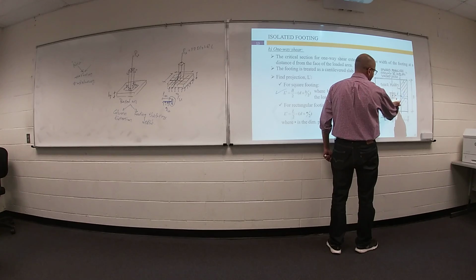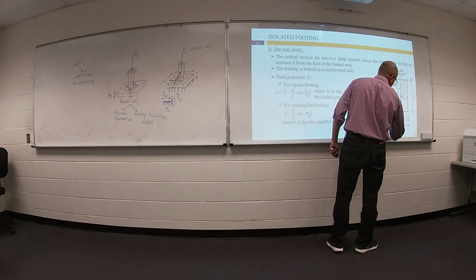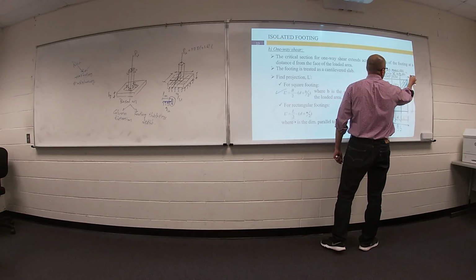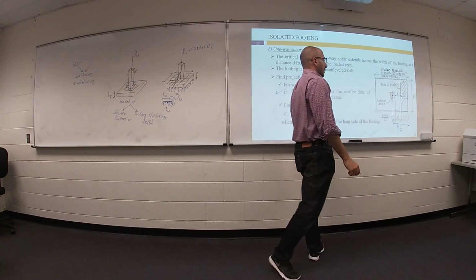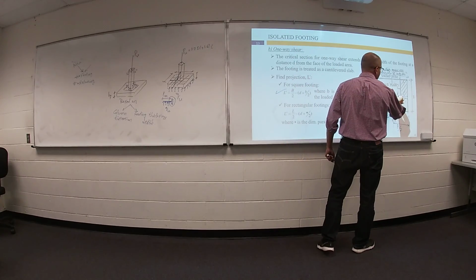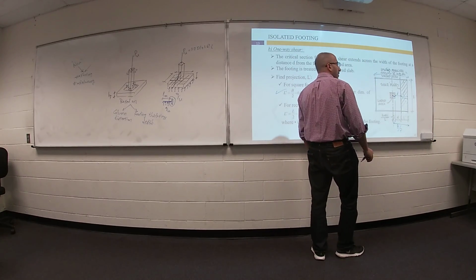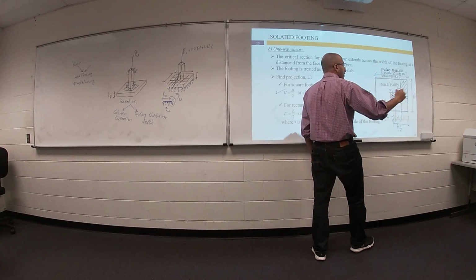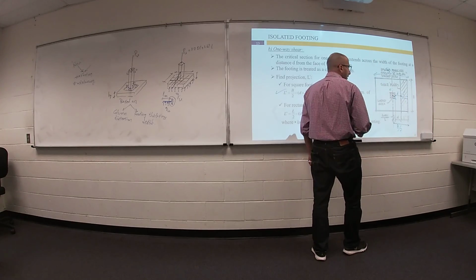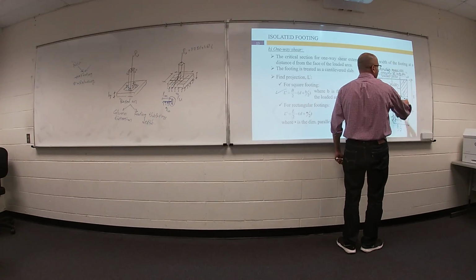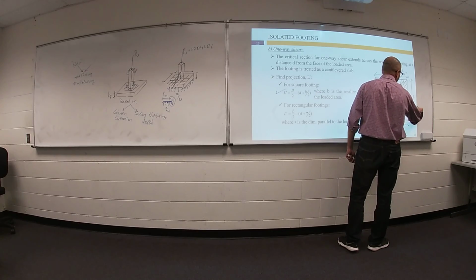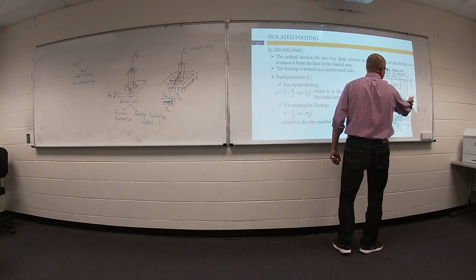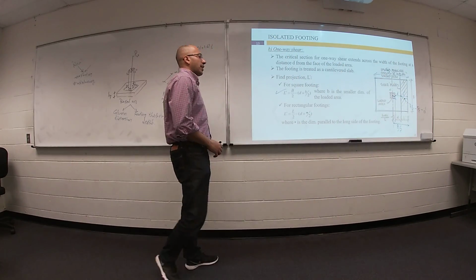The first one: what is this distance? Do you know? B divide 2, the total distance of your footing. Subtract this little distance, which is c divide 2 of the column, and subtract this distance d. So the remaining distance L prime equals b divide 2 minus c divide 2 of the column minus d.